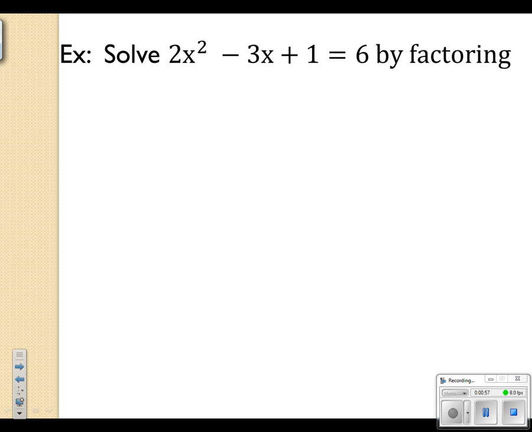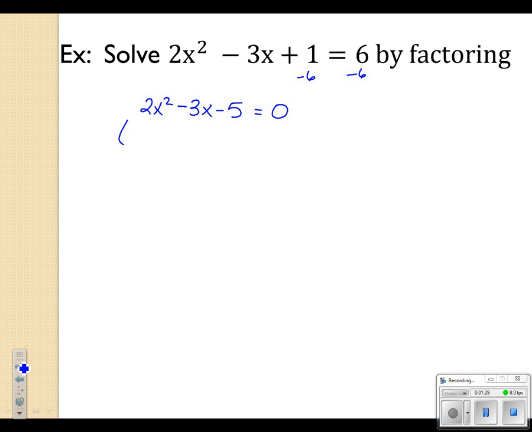So taking a look at this one as our first example, solve 2x squared minus 3x plus 1 equals 6 by factoring. First thing we need to notice is that we have a term on the right-hand side. If we're going to solve by factoring, we need to bring that to the left with everything else. So the polynomial that we're actually looking at is 2x squared minus 3x minus 5 equals 0. Now that we have it equal to 0, we can do our factoring and find our solutions.